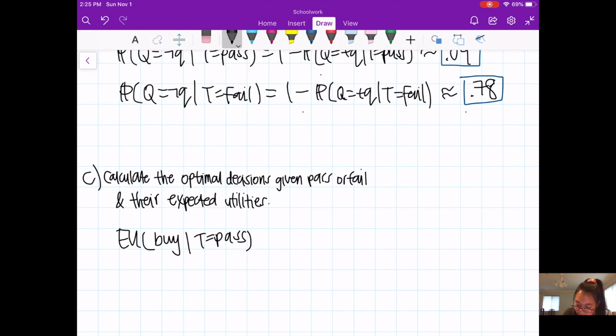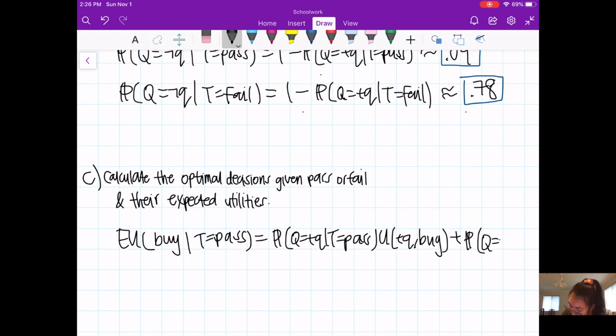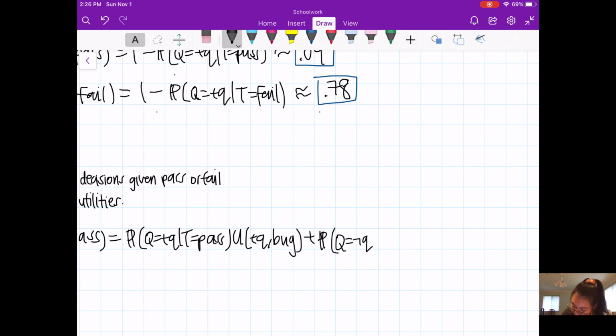And this will just be equal to the probability that the car is good, given that it was passed, times the utility of positive Q and buy, plus the probability that the car is not good, given T is equal to pass. Given that the car is not good, but you still end up buying it.